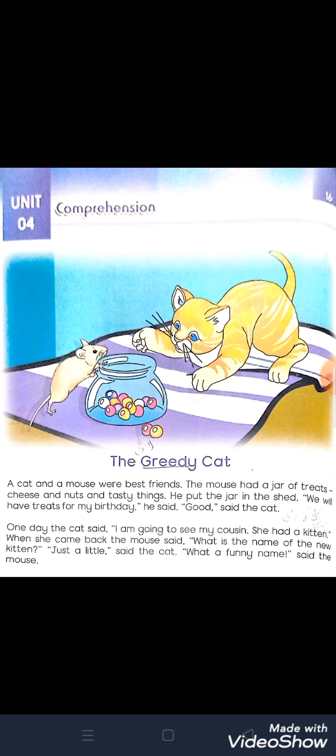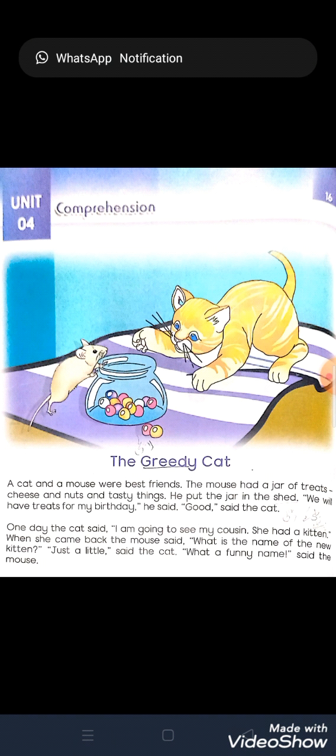Okay, and today we will read these two paragraphs, and the remaining two paragraphs we will read in the next lesson. Okay, good. So let's start reading. Keep your finger on the first line.